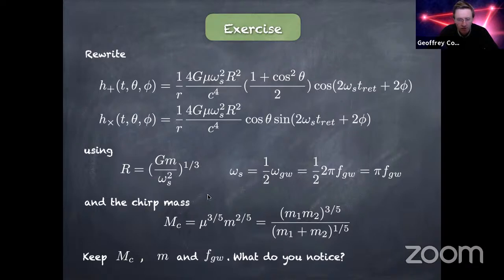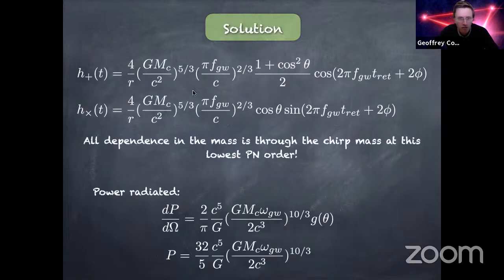So what you're currently noticing is that the total mass cancels out. So there's only the chirp mass that's left in the frequency. This is why the chirp mass is interesting. So you rewrite it and you find the chirp mass, some factor, the frequency. And that's it, there's no more parameter. All the dependency on the mass is through the chirp mass at this lowest PN order.